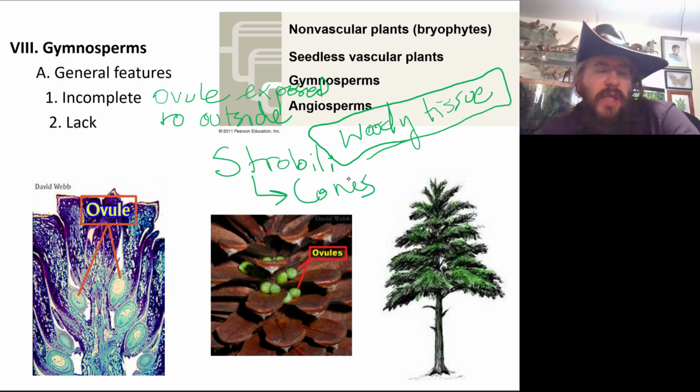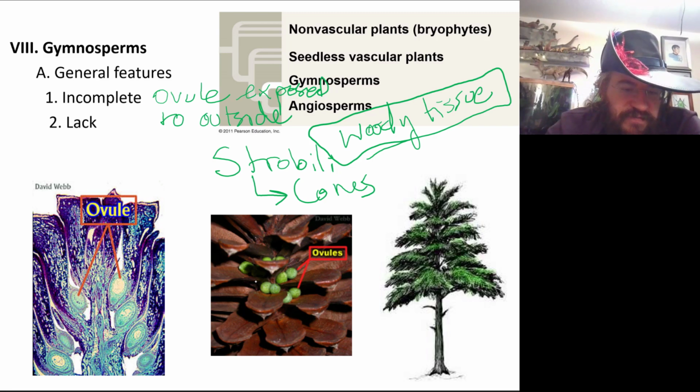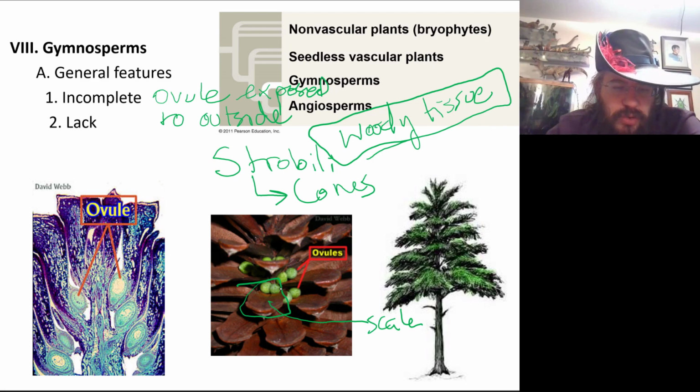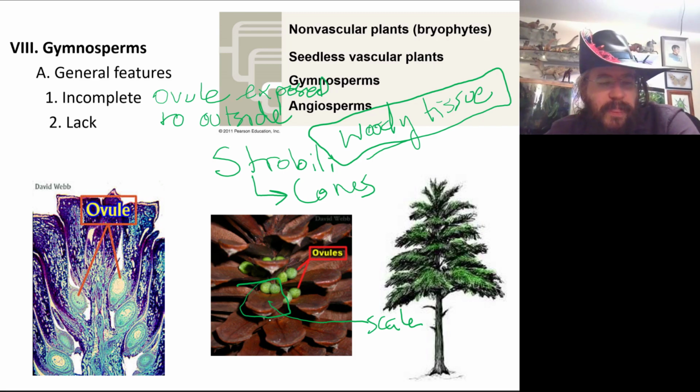So cones here in gymnosperms are where the ovules are basically where we produce our gametes. Right, so there are male cones and female cones. And so what happens is these ovules develop on scales. So that is a scale. 2 ovules to a scale. So when you look at the pine cone, we have the scales.